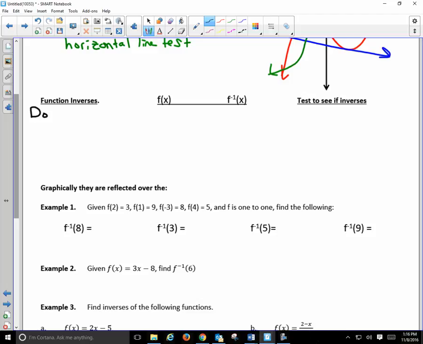is where we take the domain and we put it to the range. We take the range, we put it to the domain. In other words, we take an XY ordered pair and we turn it into a YX ordered pair.